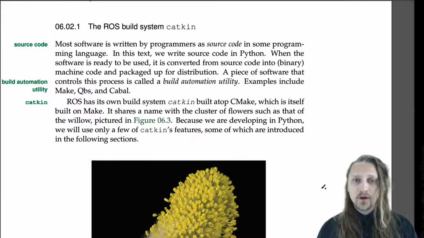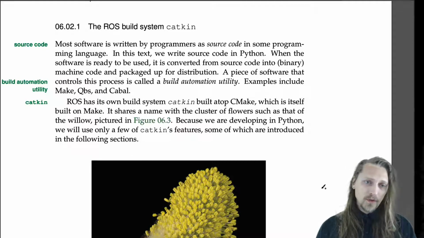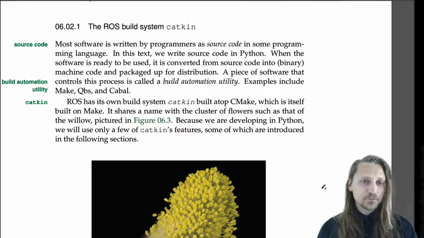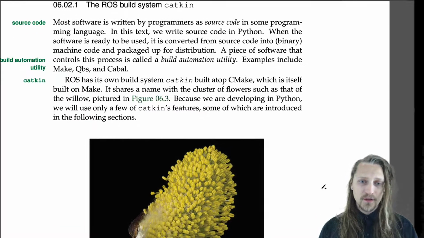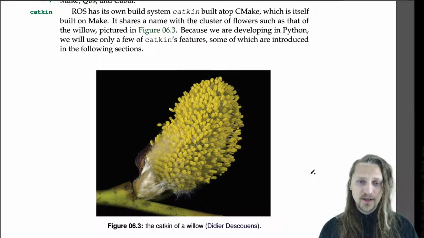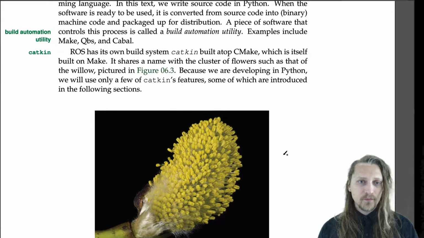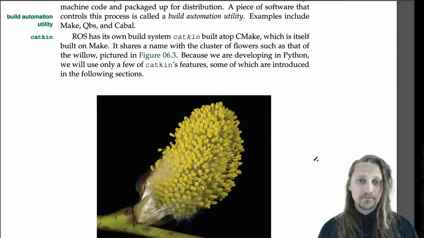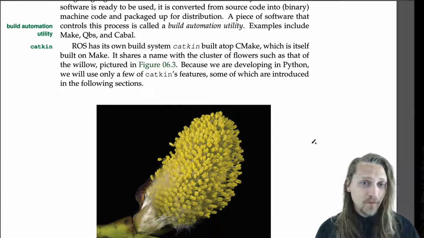ROS has its own build system, catkin, built atop CMake, which is itself built on top of make. It shares a name with the cluster of flowers, such as that of the willow pictured in figure 6.3. So this is actually a catkin, the catkin of a willow, male catkin, according to Wikipedia.